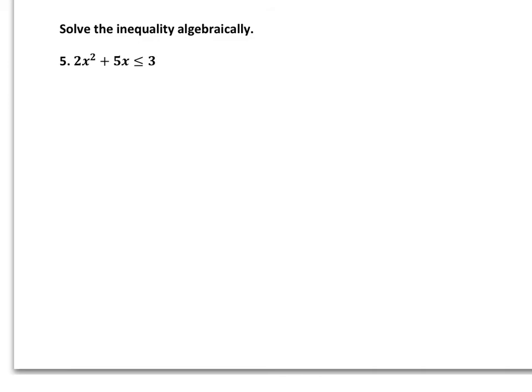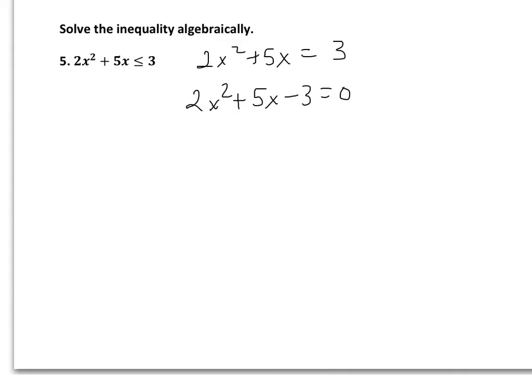So remember step 1 before. Change it to an equation. 2x squared plus 5x equals 3. Okay, now get it equal to 0. 2x squared plus 5x minus 3 equals 0.